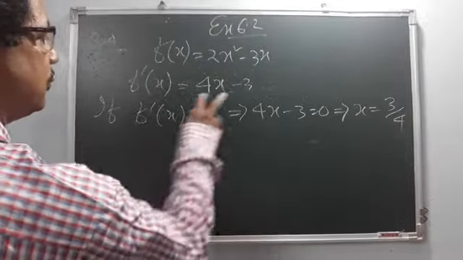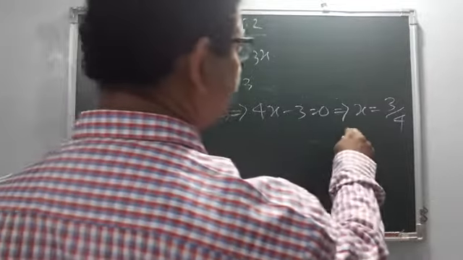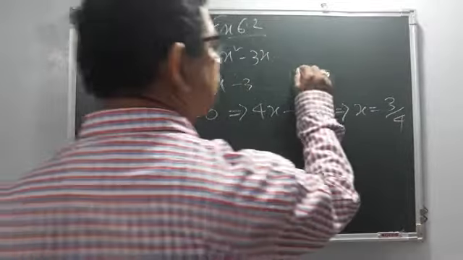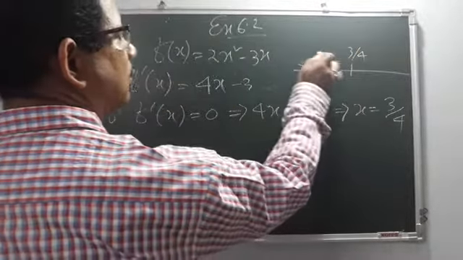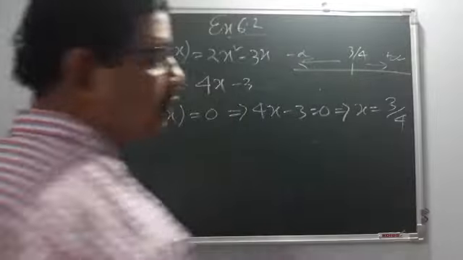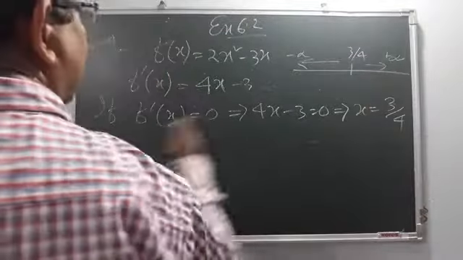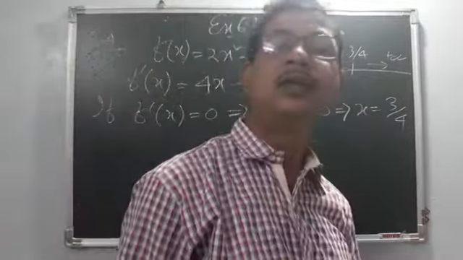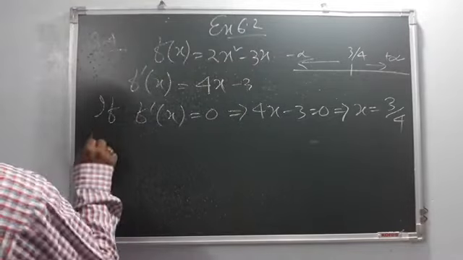How? Because f'(x) is this. f'(x) = 0 means this term is 0, and then 4x is equal to 3. So x will be 3/4. Now if we consider the number line 0, 1, 2, 3, 4, so it is 3/4. This side is 0, minus 1, minus 2, up to minus infinity, and this side is plus infinity. So the total number line is divided into two parts: minus infinity to 3/4 is one part, and 3/4 to plus infinity, and of course we will take the open interval.